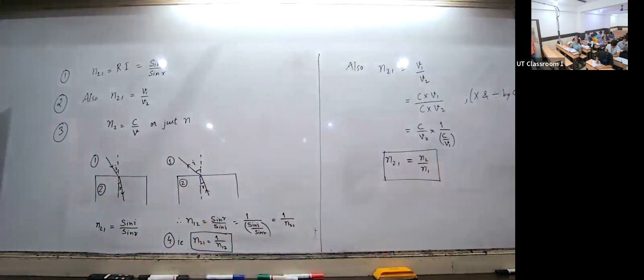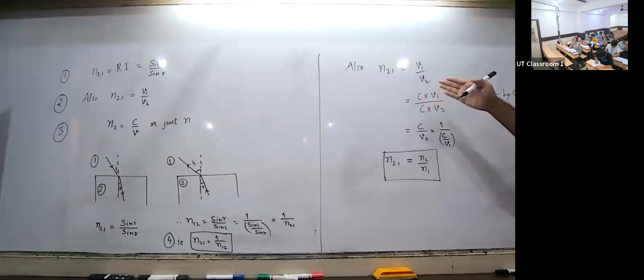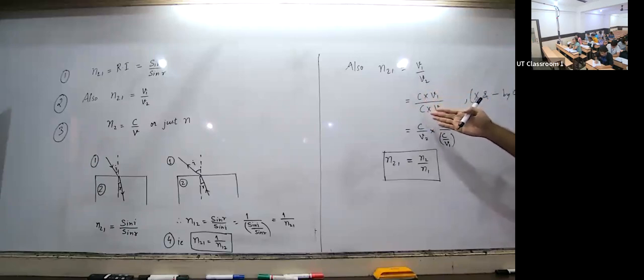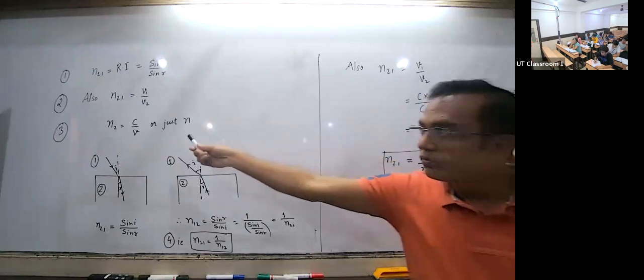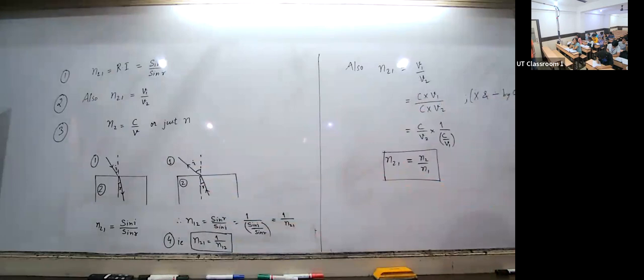How did I do that? Mathematics allows me to multiply and divide by the same number. So I multiplied and divided by the speed of light. Now I did a rearrangement so that I can use this formula, the formula for absolute refractive index.